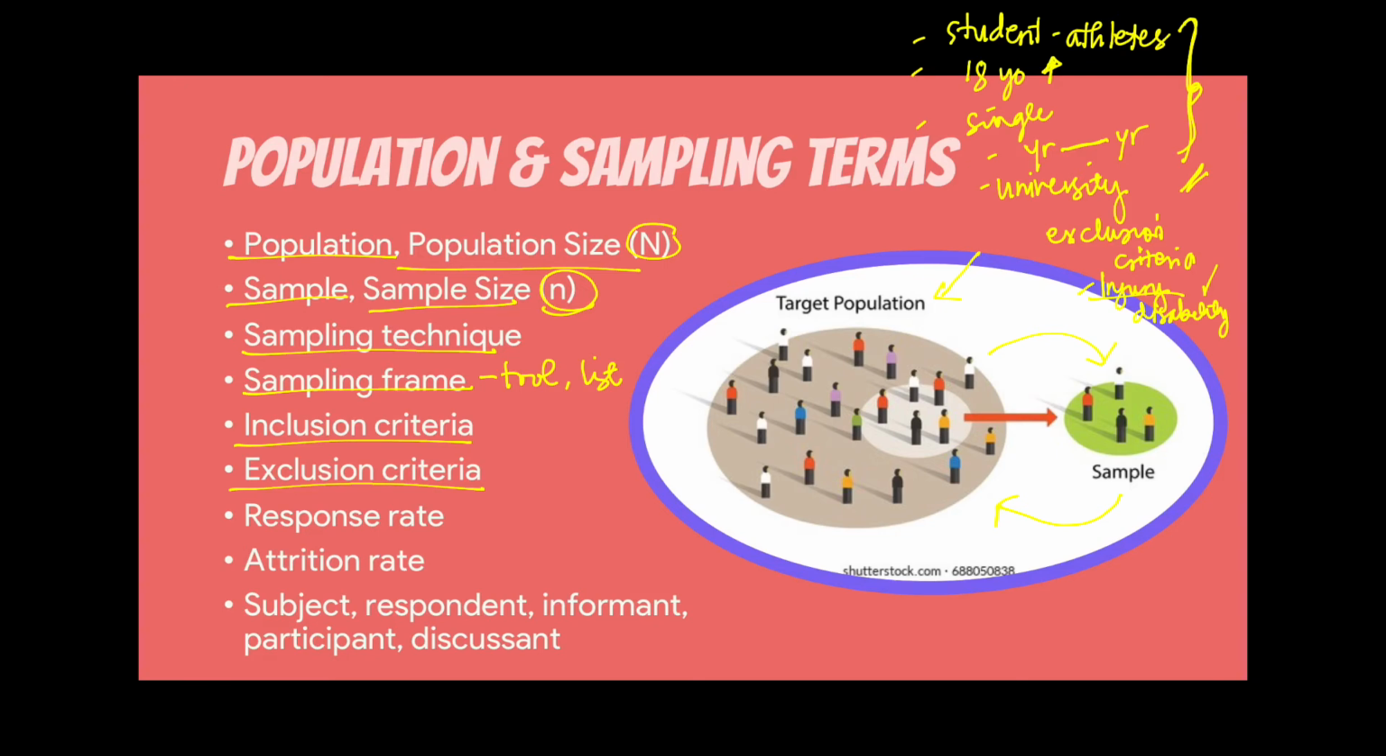So when you try to plan the population and sampling for your study, you have to set up very specific inclusion and exclusion criteria because you want to be able to homogenize and make sure that you are collecting data from the correct people.